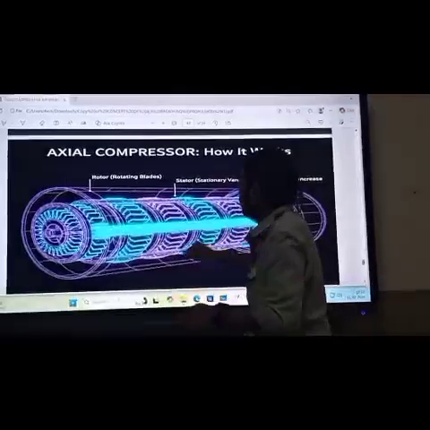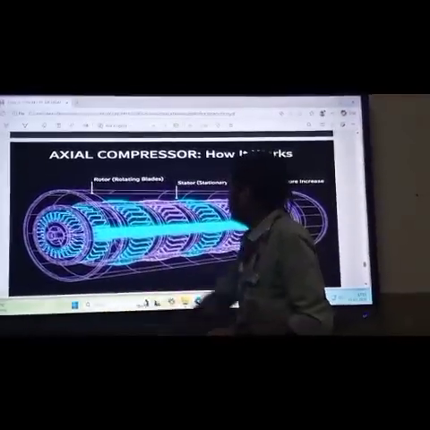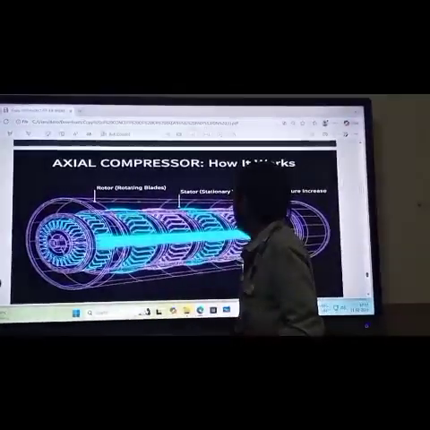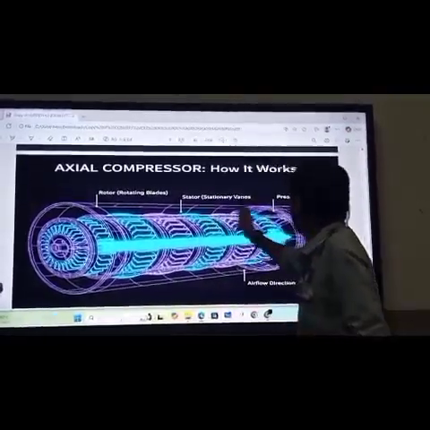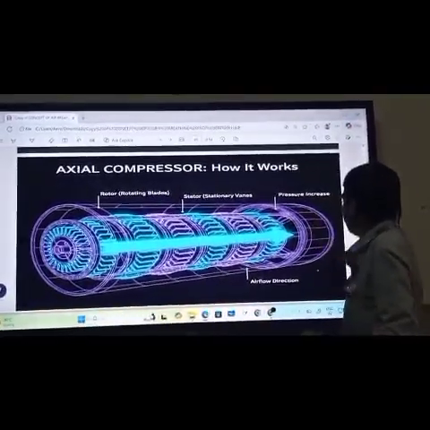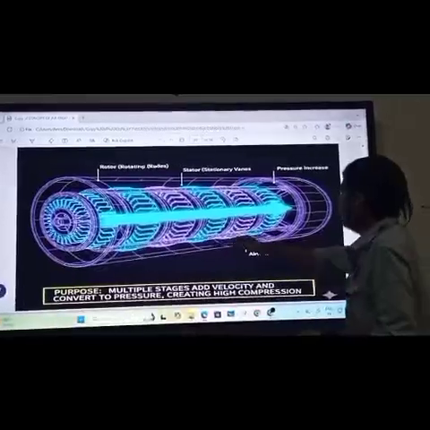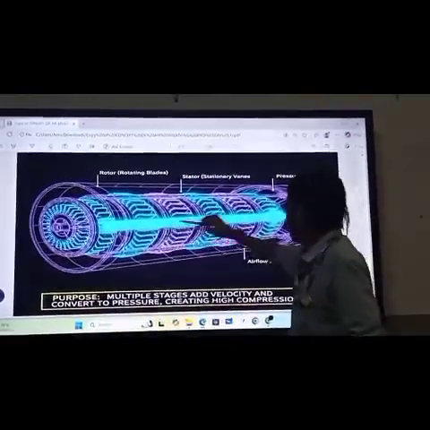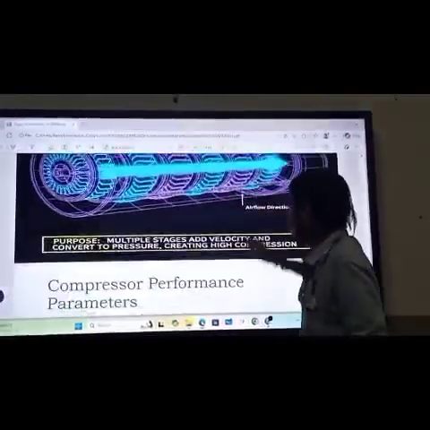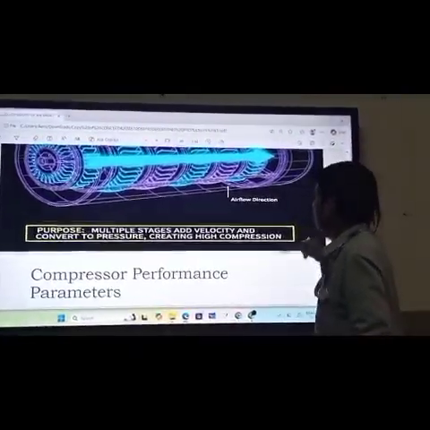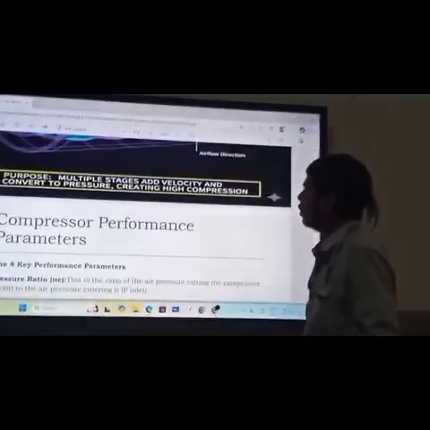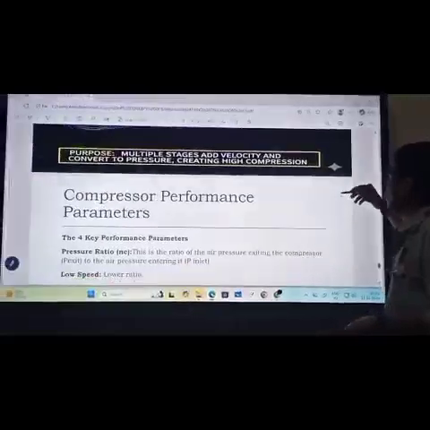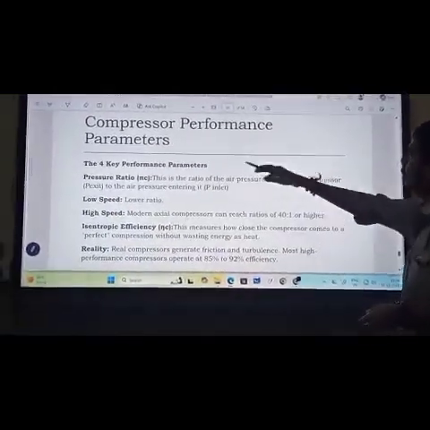How the axial compressor works is shown in this image. These are the rotor rotating blades, then the stationary vanes, where pressure increases and airflow velocity decreases. This is the airflow direction. Multiple stages add velocity and convert it to pressure, creating high compression.